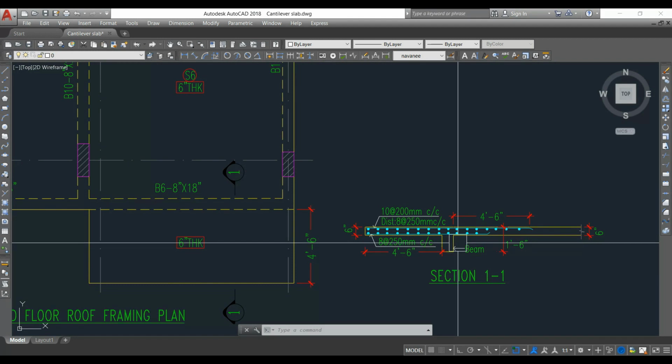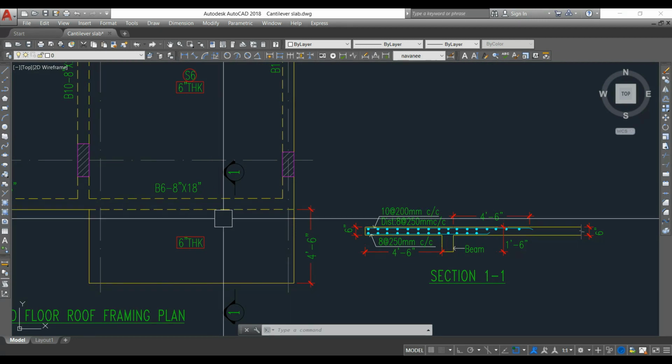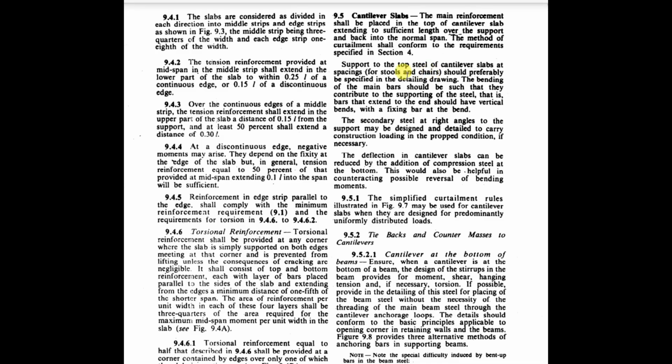Let me show you, if you don't have a backside support, and only the cantilever slab is projecting from the beam, how do we provide the reinforcement? In SP 34 clause number 9.5, cantilever slab detailing reinforcement is given. So the main reinforcement shall be placed in the top of the cantilever slab, extending to sufficient length over the support and back into the normal slab. And next one is secondary steel. Secondary steel at right angle to the support may be designed and detailed to carry the construction loading in the proper condition if necessary. Secondary steel is that transverse reinforcement, the distribution bar.